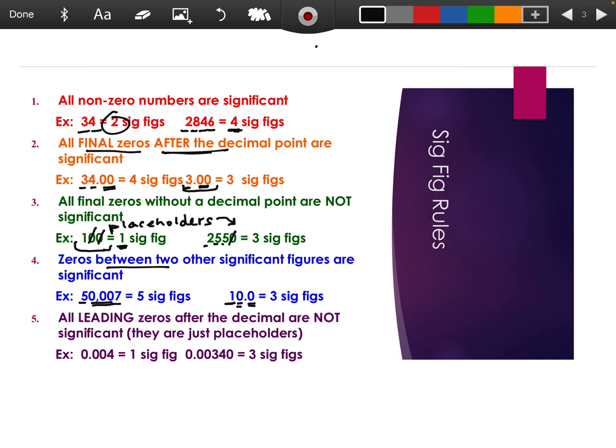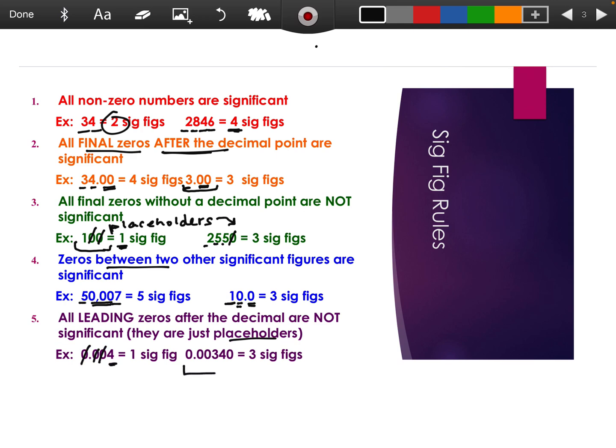And rule number 5, all leading zeros. Leading zeros are like when you look at a number and it starts like 0.000, those are your leading zeros. Leading zeros are not significant. Again, they are just placeholders. So these zeros, again, you need them because it has to show how small the number is, but they are not counted as significant. So that would just give you your 1 sig fig.